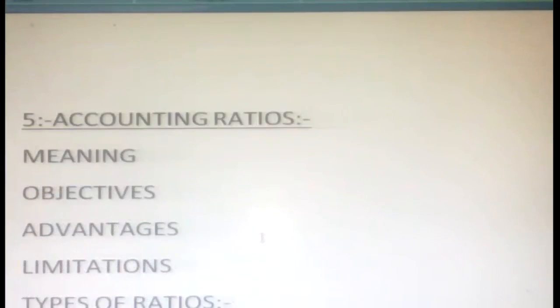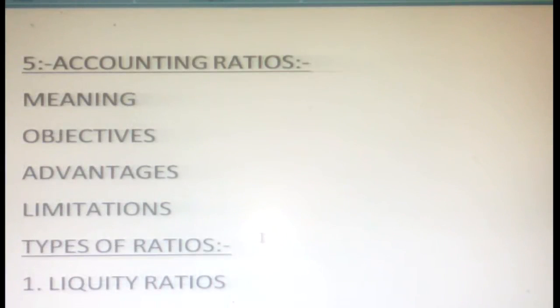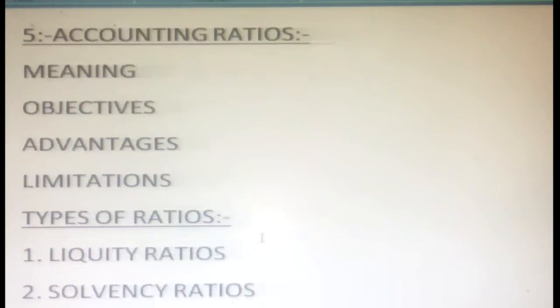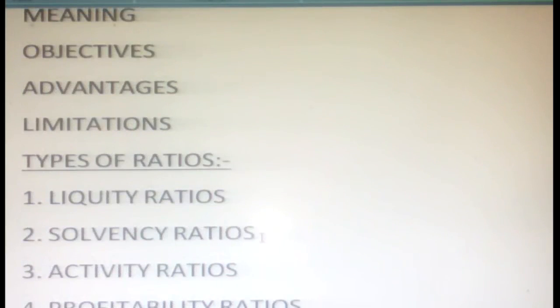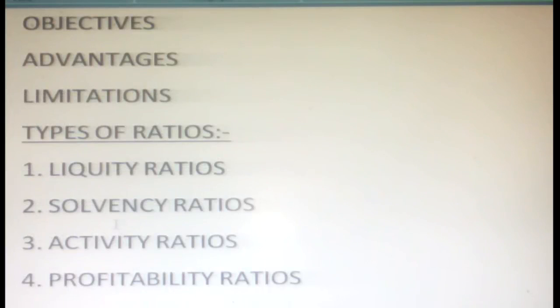Then the accounting ratios. Here also you have to learn the meaning of accounting ratios. What are the objectives of accounting ratios? That is very important. Then the advantages and limitations of accounting ratios. This is the accounting ratios chapter. We are going to discuss totally 15 formulas. The types of ratios or classification of ratios, you know, liquidity ratios, solvency ratios, activity ratios and profitability ratios. Okay, these are the 4 types of ratios.